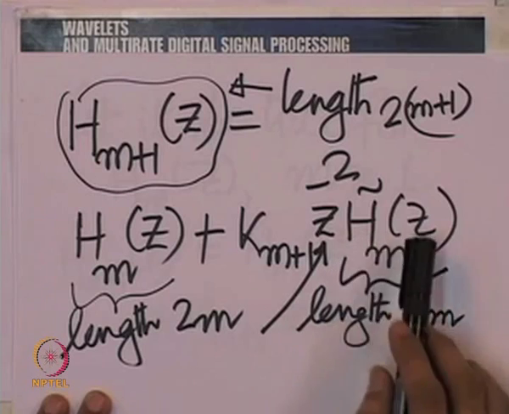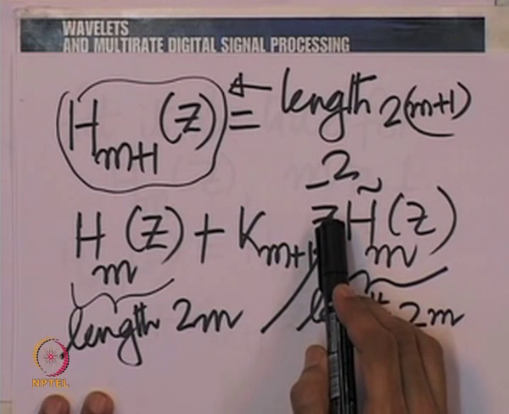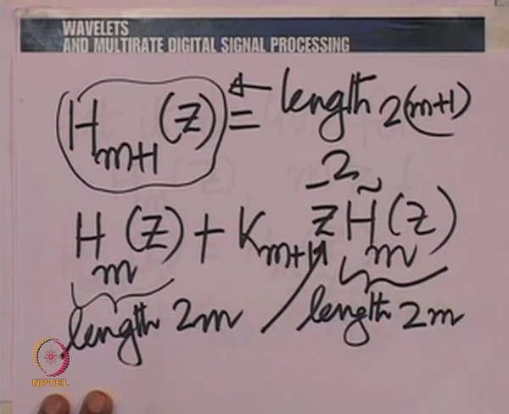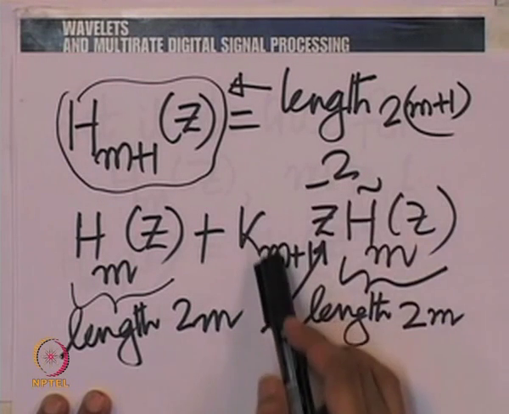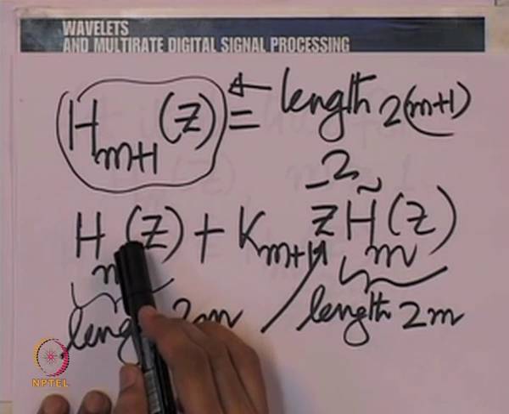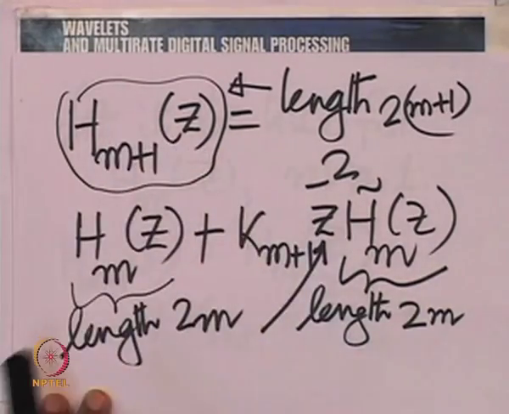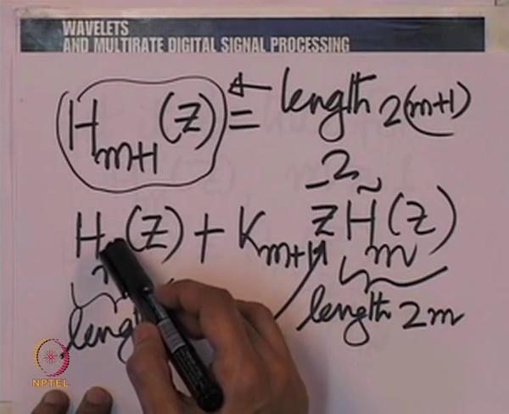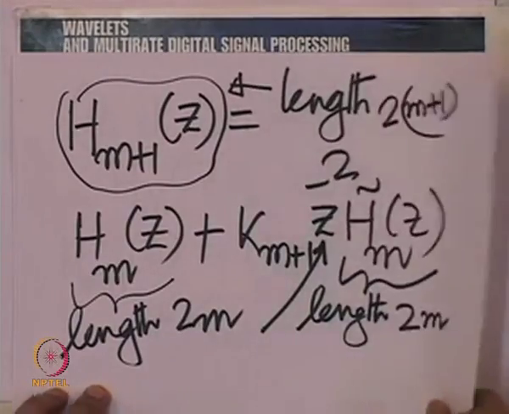So, this was of length 2m, and by multiplying by z raised to the power minus 2, the lowest power of z inverse in this entire term is 2 now. So, you have no z raised to the power of 0 term here. The only z raised to the power of 0 term is here, and that has been assumed by induction to be 1, and that is carried over here. So, it is this equation which carries over the z raised to the power of 0 term from here to here, making it 1 again.